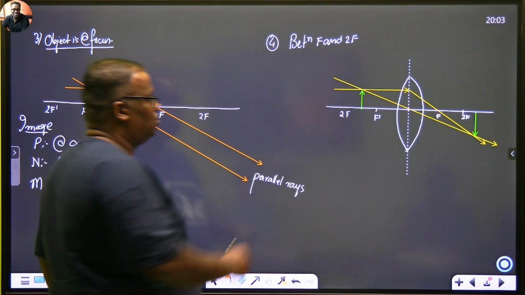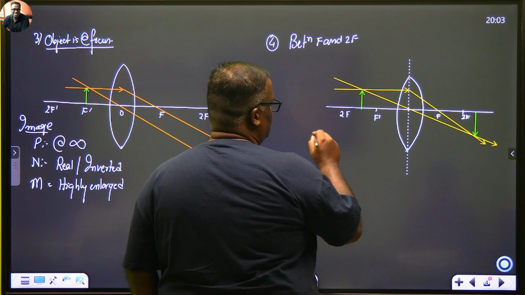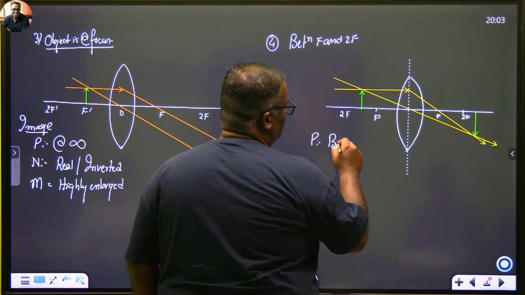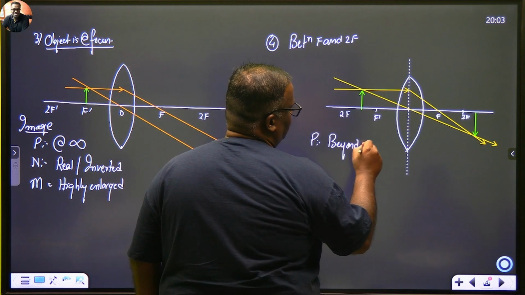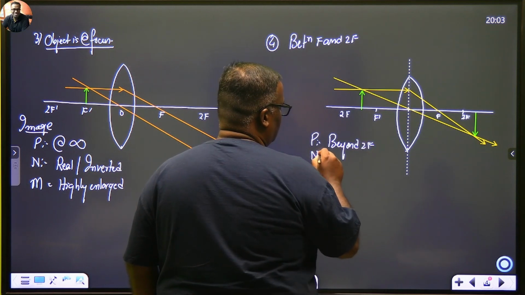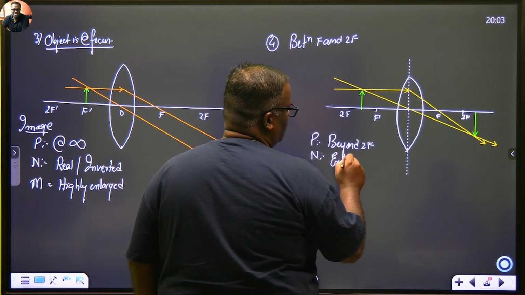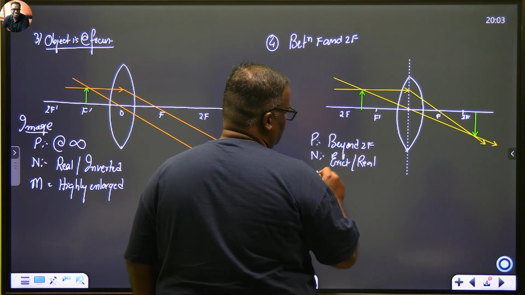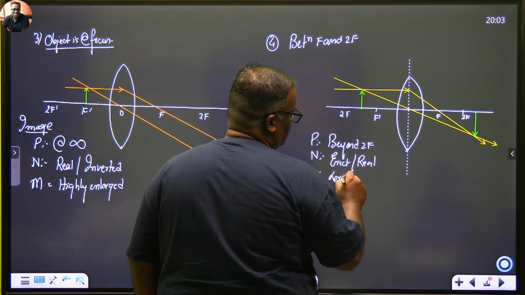Right. So what do we say about position? Our position is beyond 2F. Nature: erect and real. Magnification: larger than object.